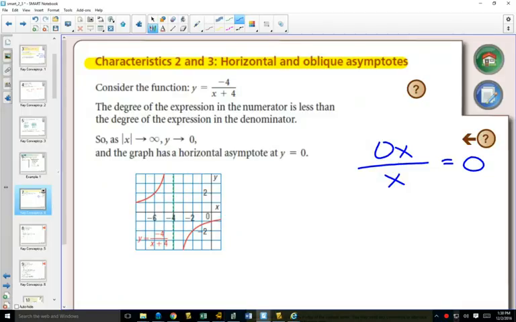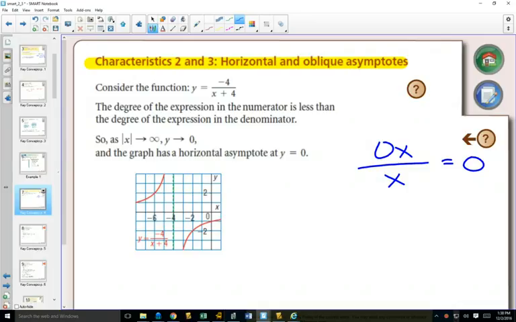Anytime the fraction that you make with your highest degree simplifies to a number, then you will have a horizontal asymptote. When it doesn't simplify to a number, it means that you either will have a hole or an oblique asymptote. So here's our first one. It simplified to 0. Sure enough, it has a horizontal asymptote at y equals 0.